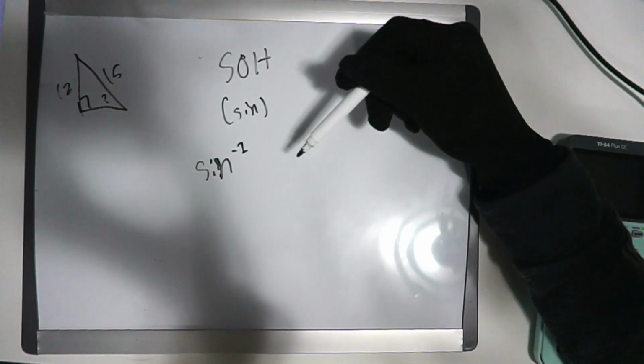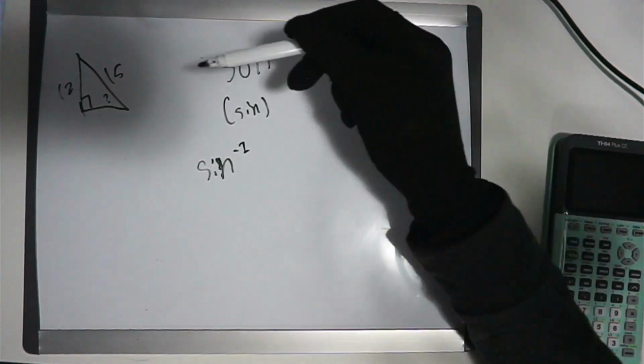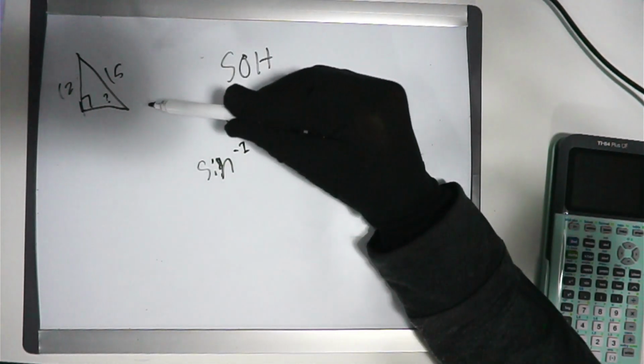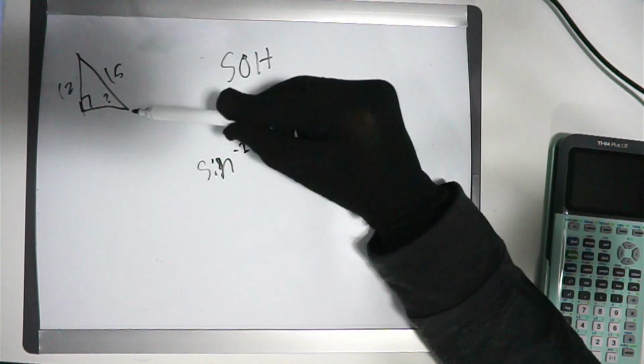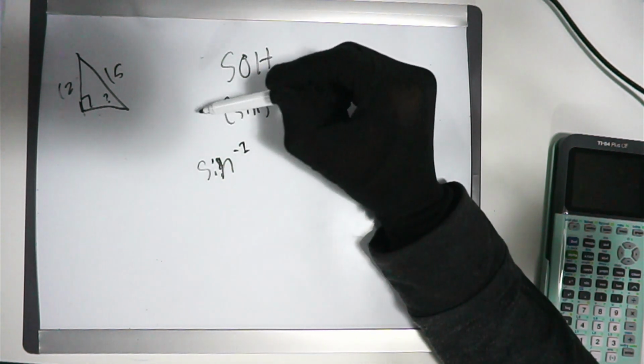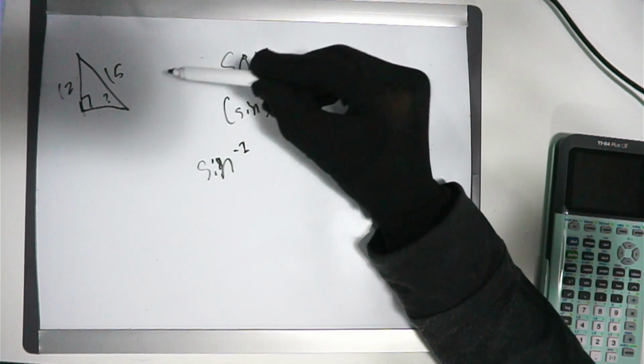If you ever don't know if you need to use minus 1 or not: if you're trying to find a degree, you use minus 1, and if you're trying to find a side, then you don't use minus 1.